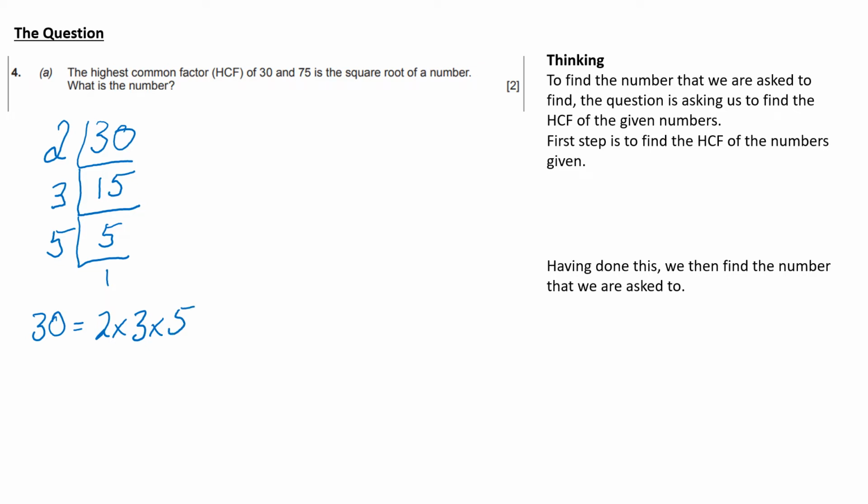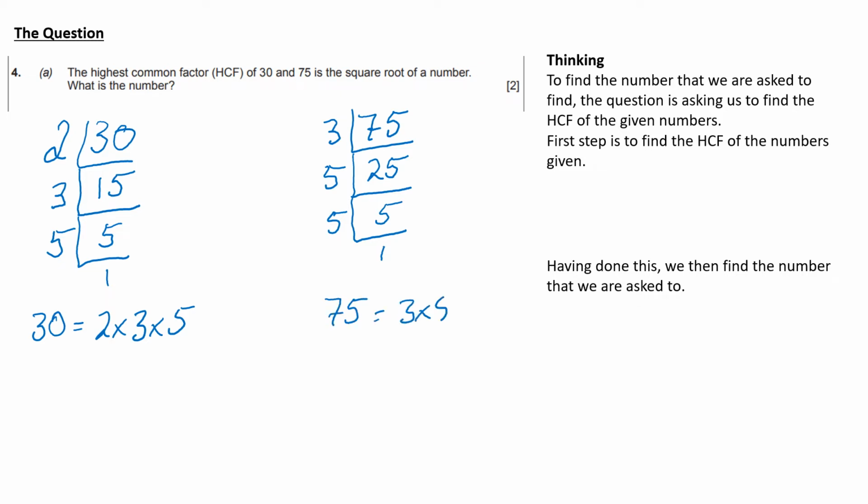Similar thing for 75. I tried 2 to start with. Won't go, so I try 3. 3 goes into 75 25 times. I can divide that by 5 to get 5, and I can divide that by 5 to get 1. So 75 is 3 times 5 times 5.